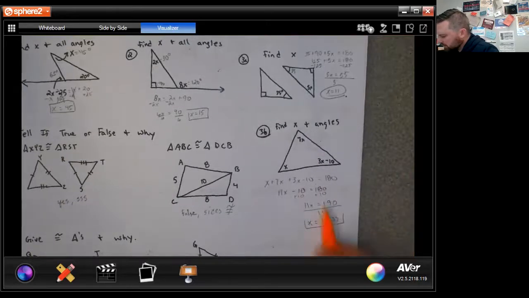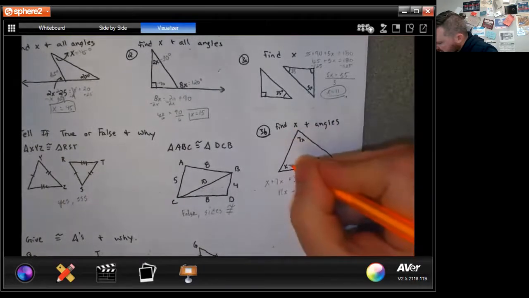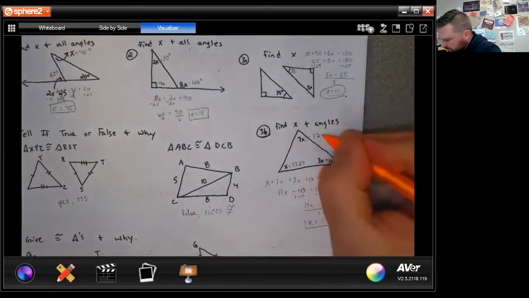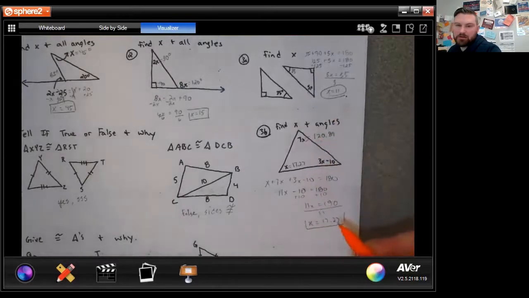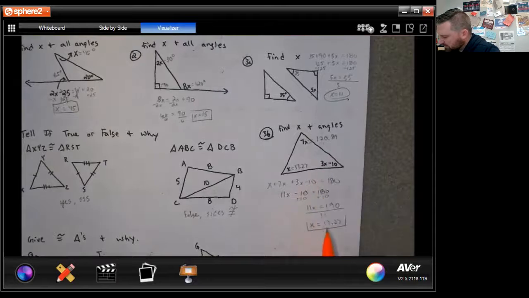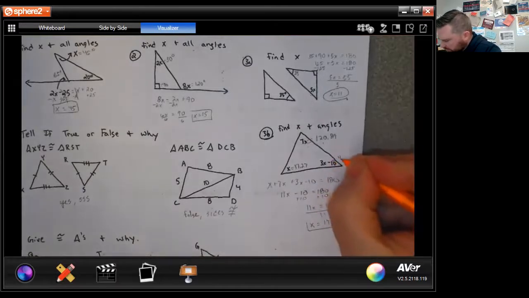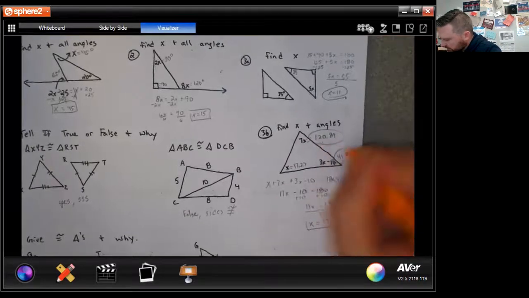Okay, so then I take that and plug it into all of these to find the angles. So this one is 17.27. This one is 7 times 17.27, which is 120.89. And you do have a calculator on the test that you can access. I believe it's in the left, like the top left area. And then we have 3 times 17.27 minus 10. So 3 times 17.27 minus 10. This one is 41.81. Okay.